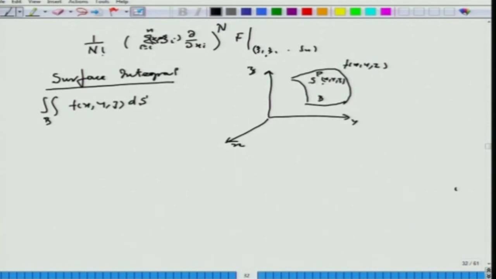This is like you partition this surface in this way. Let us say S is partitioned as delta S1, delta S2, and so on, like this we enumerate them.